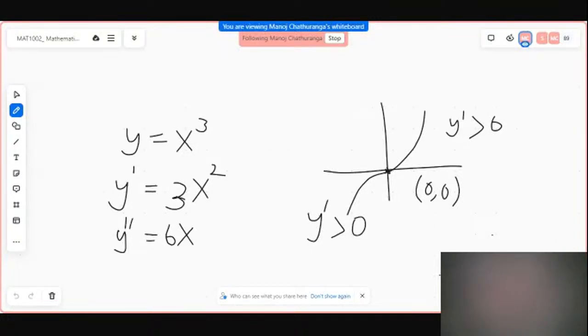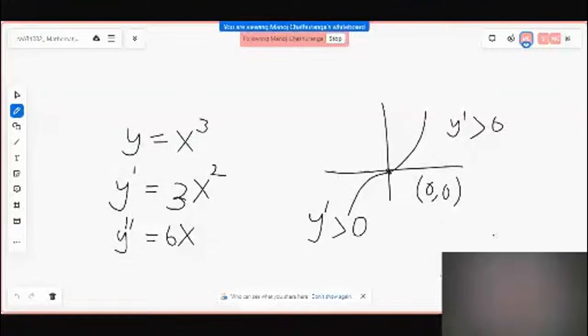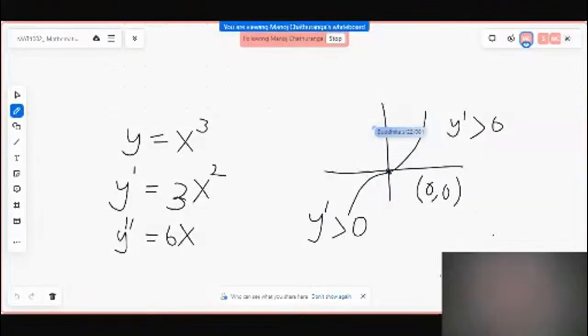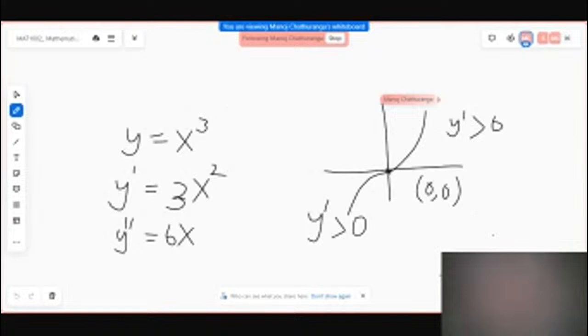So this critical point is not a minimum. The second derivative cannot tell you whether it is a relative maximum or a minimum. So to have a good picture, you need both the first and the second derivative. Sometimes it is helpful to have both. Right? Do you have any questions?